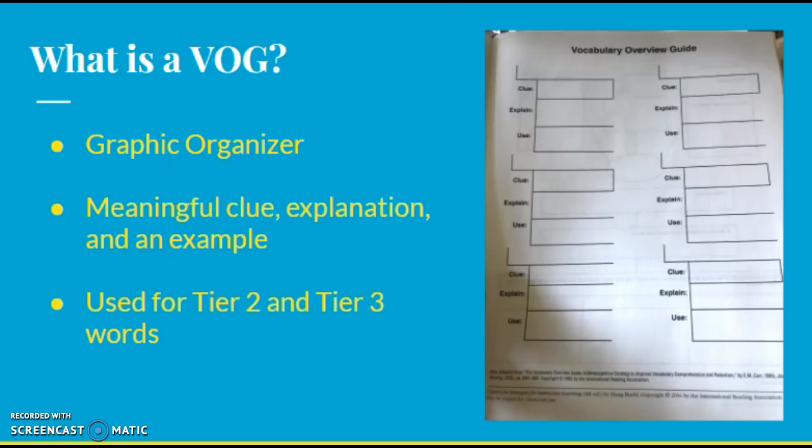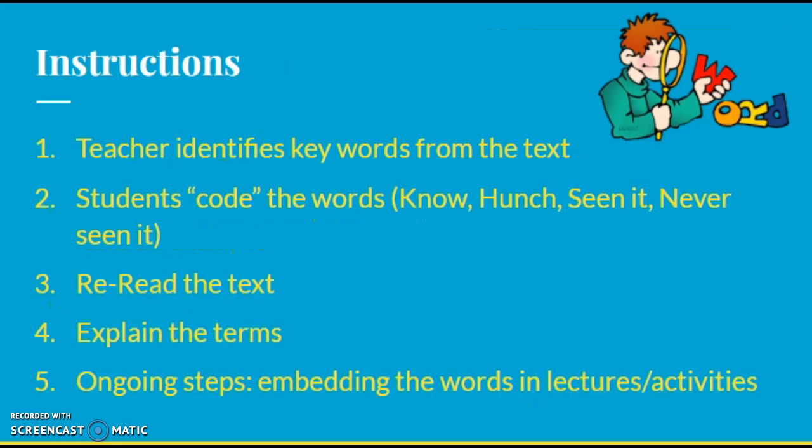And so let's look at the steps. So there's 5 steps, like I said earlier. The teacher identifies keywords from the text. So as I imagine, I would hand this out and give students the 5 or the 6 words that we would need for that subject or that subtopic. And then the students code the words so they know it, or they have a hunch that they know what it means, they've seen it, or they've never seen it.